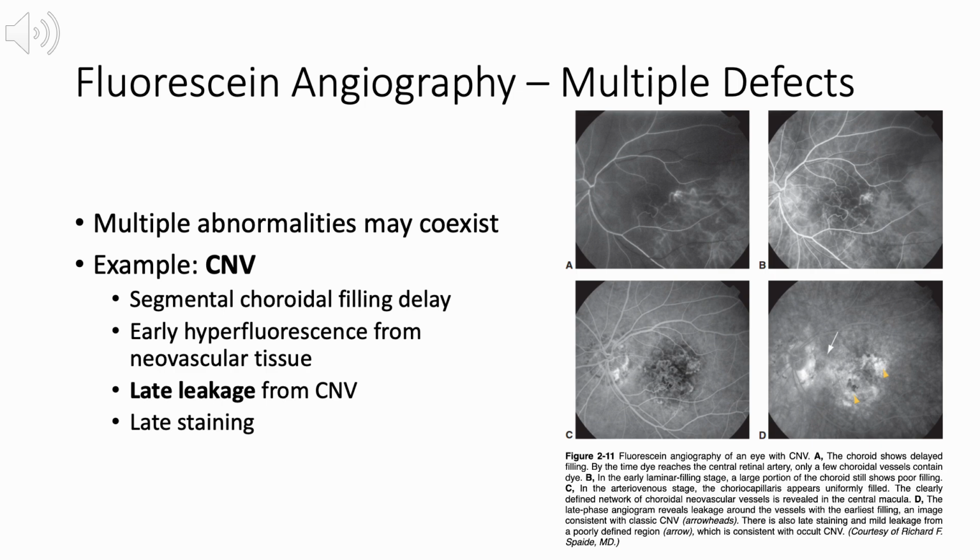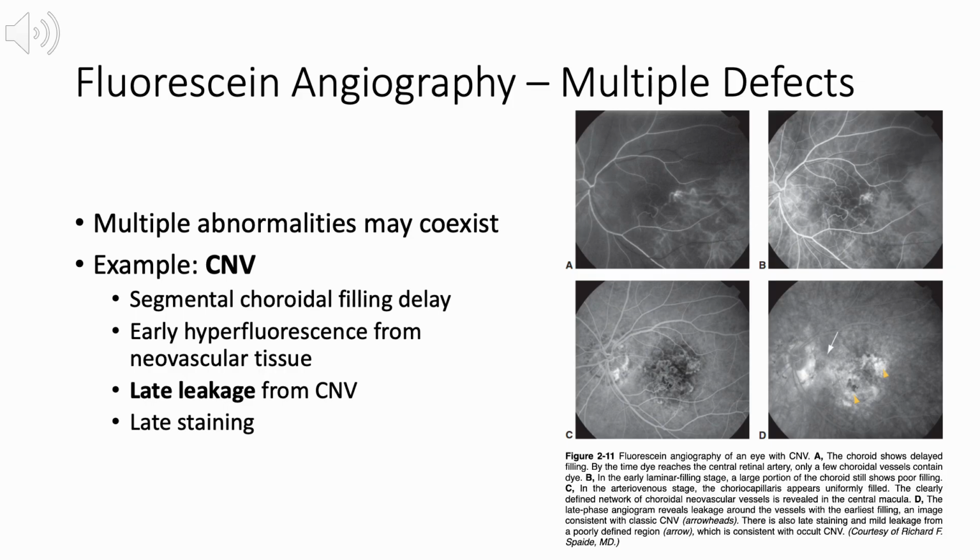Panel A shows delayed choroidal filling, with only a few choroidal vessels containing dye by the time fluorescein reaches the central retinal artery. Panel B demonstrates the early laminar phase, in which a large portion of the choroid still shows poor filling. Panel C shows the arteriovenous phase, with more uniform filling of the choriocapillaris and clearer visualization of a network of choroidal neovascular vessels in the central macula.